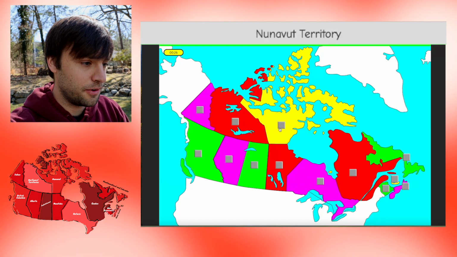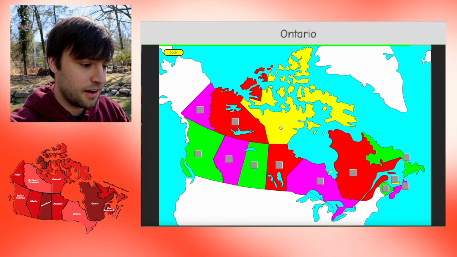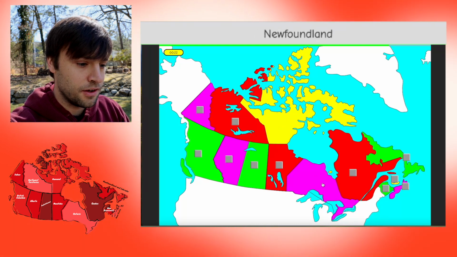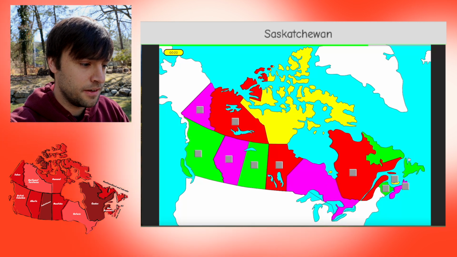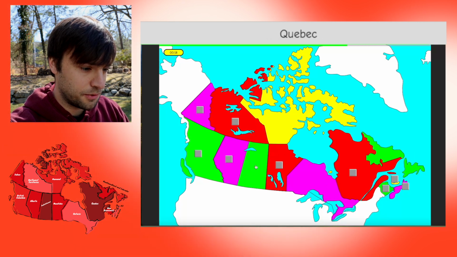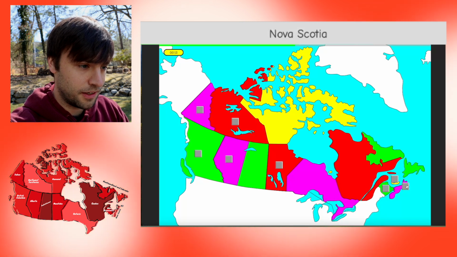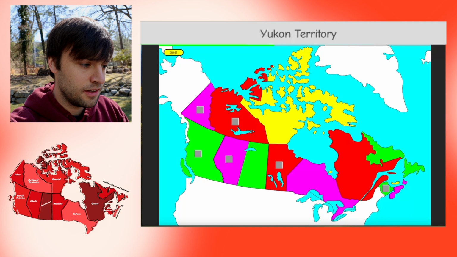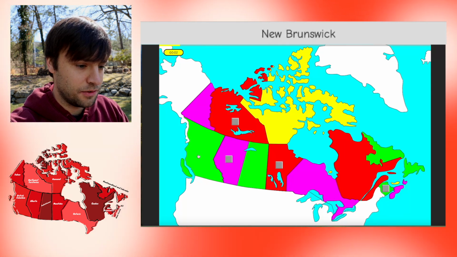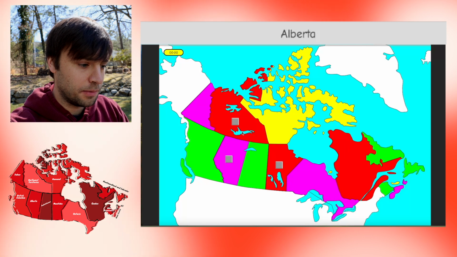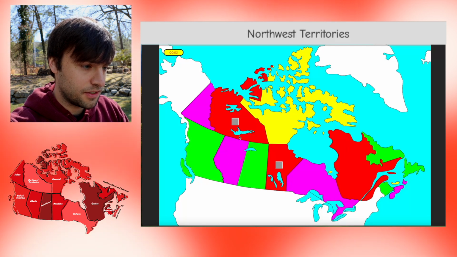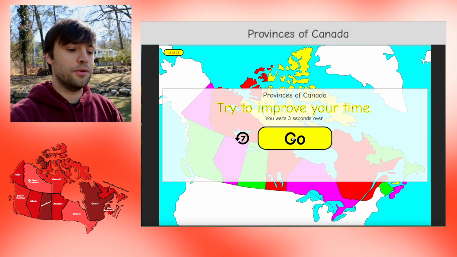So Nunavut Territory is the yellow territory here. Ontario is down here. Newfoundland is right here. Saskatchewan, I believe, is the territory here. Quebec, right here. Nova Scotia is right here. Prince Edward Island. Yukon Territory, close to Alaska. We have British Columbia. Shoot. That's it. New Brunswick. We have Alberta, Northwest Territories, and Manitoba. Try to improve your time.